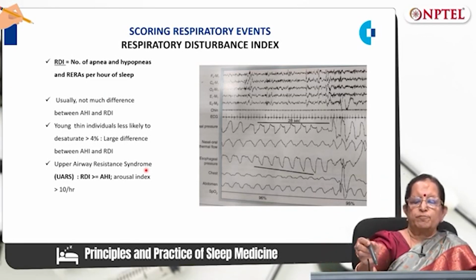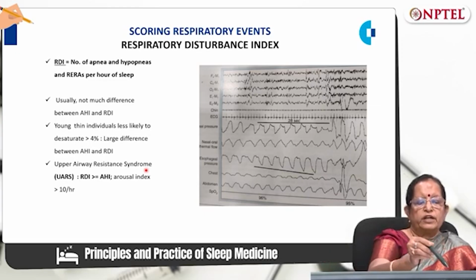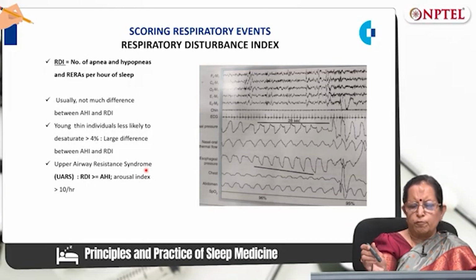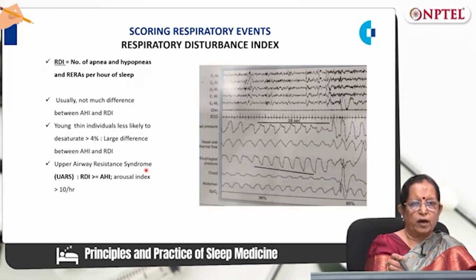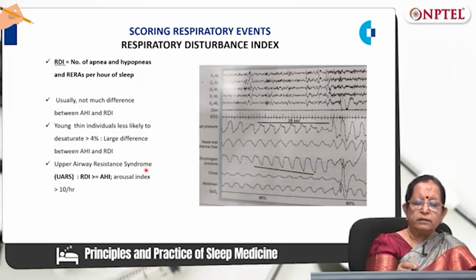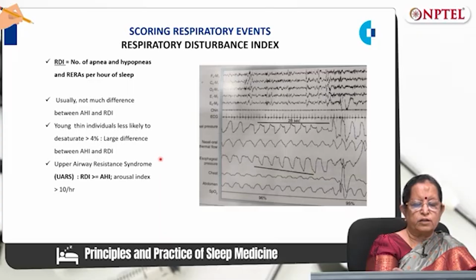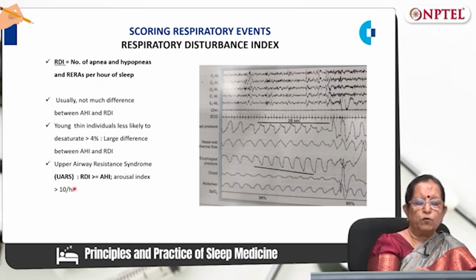I was talking about the respiratory disturbance index. That is the number of apneas, hypopneas and RERAs per hour of sleep. Usually, there will not be much difference between the AHI and the RDI. But young thin individuals are less likely to have a desaturation of more than 4%. So, there may be a large difference between AHI and RDI. I have already told you about upper airway resistance syndrome, where the RDI will be more than AHI. Arousal index will be more than 10 per hour.